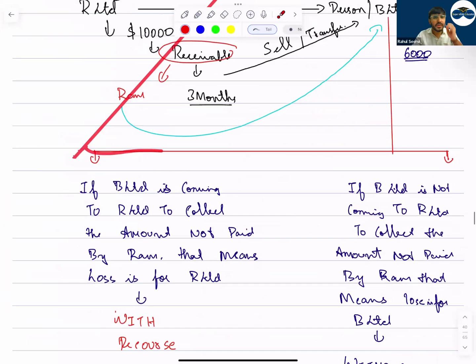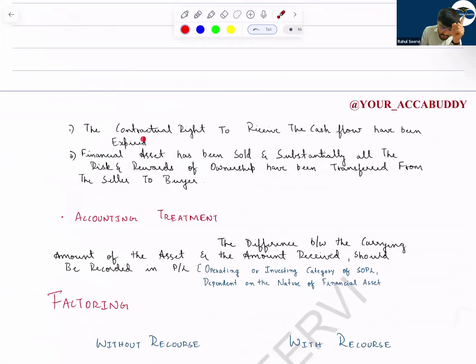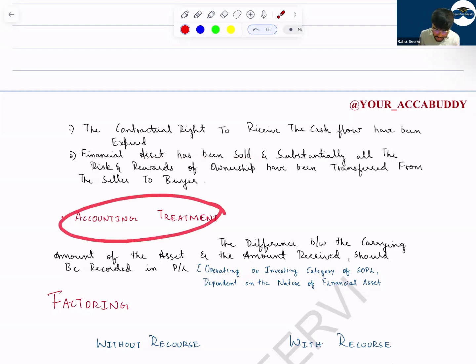when conditions are satisfied. The first condition is that the contractual rights to receive the cash flow have expired. That means now you do not have any right to receive the cash. Or the financial asset has been sold, and substantially all the risk and reward should be transferred. If the risk and rewards are not transferred, it will not be a sale transaction. Accounting treatment, what should we do, sir?